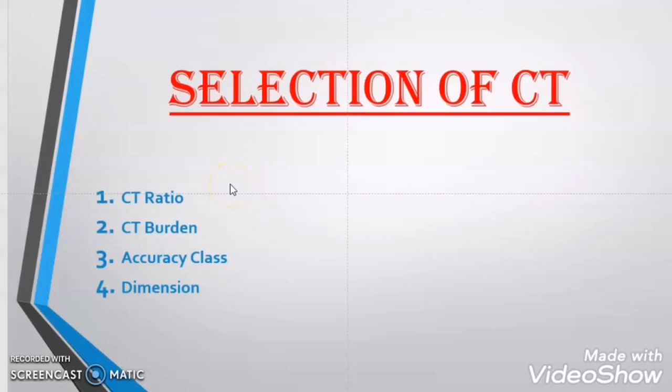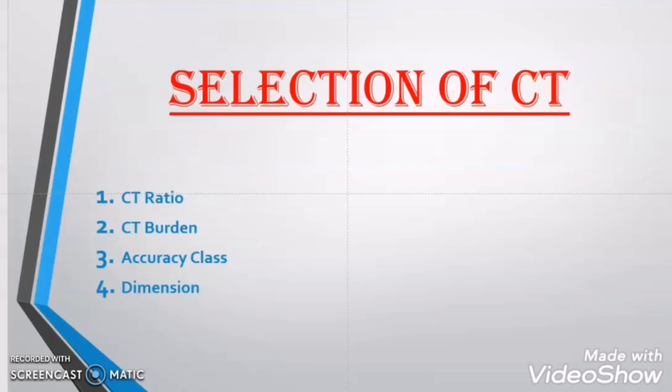Today in this video, I will discuss the selection of CT. During the selection of CT, the four criteria we have to consider are the CT ratio, CT burden, accuracy class, and the dimension of the current transformer. So let's study how to select the current transformer.